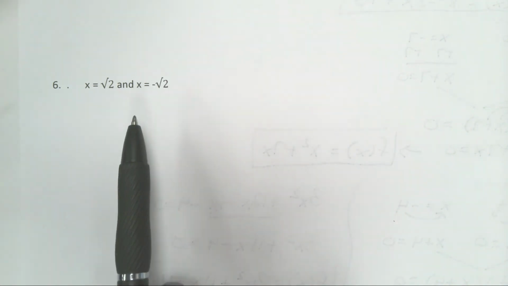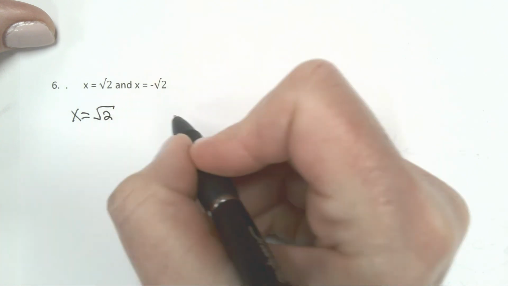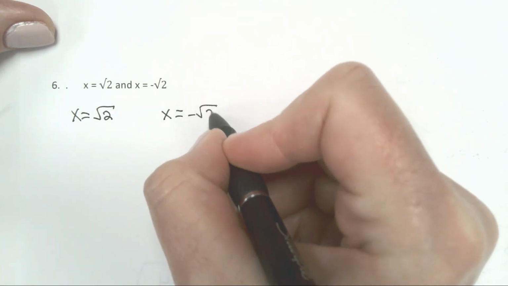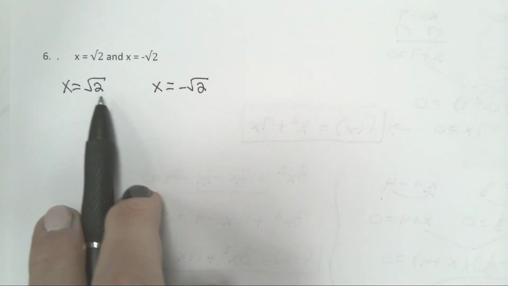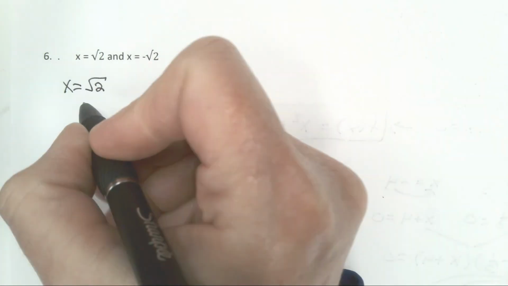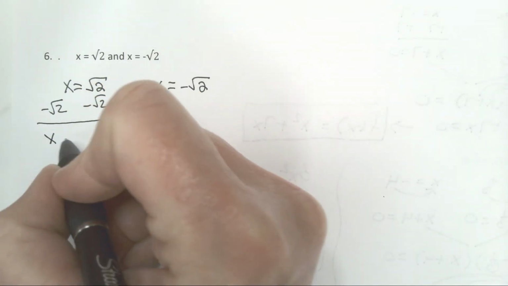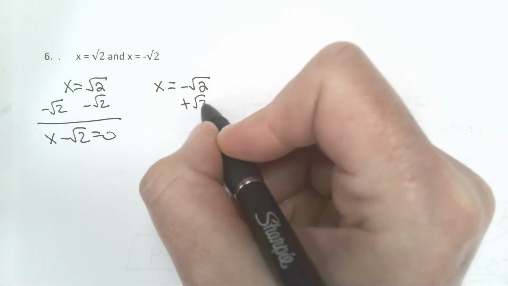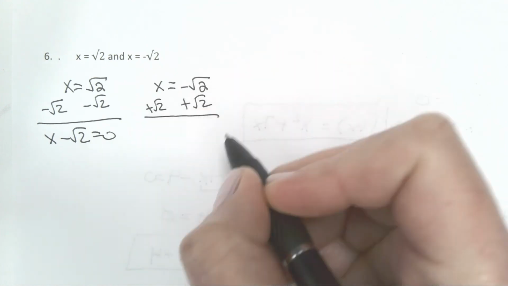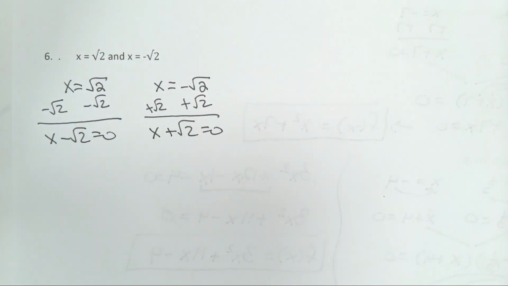All right, so we have radical answers. So x equals radical 2, and x equals negative radical 2. Even if your answers are radicals, your steps are still the same. I'm going to subtract the radical 2 to the other side. That first one becomes x minus radical 2 equals 0. And I'm going to add the radical 2 to the other side, and this becomes x plus radical 2 equals 0.